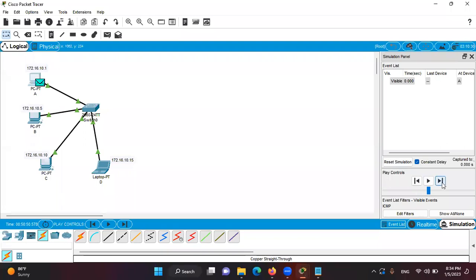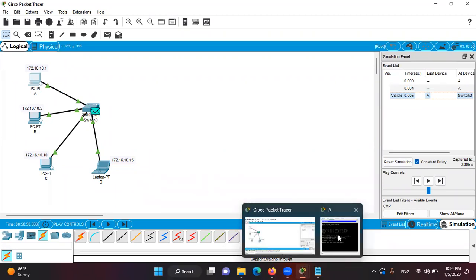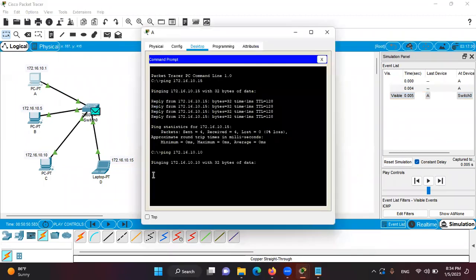The next step. This sends it to the switch. You can see here, right? The message is now in the switch. If we check the command line, there is still no reply. There is no reply yet. It has only reached the switch so far.